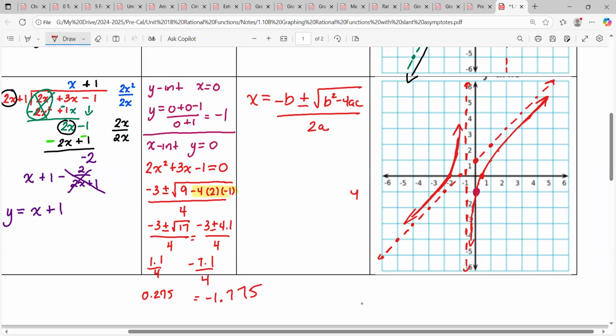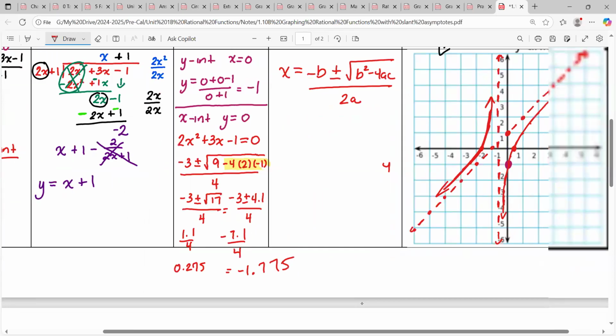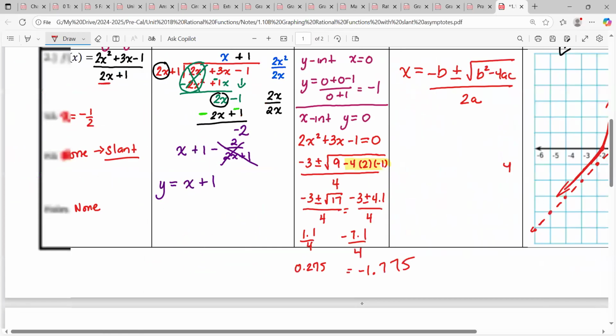How much time do we have left? We can get through? Are we all good here? Okay.